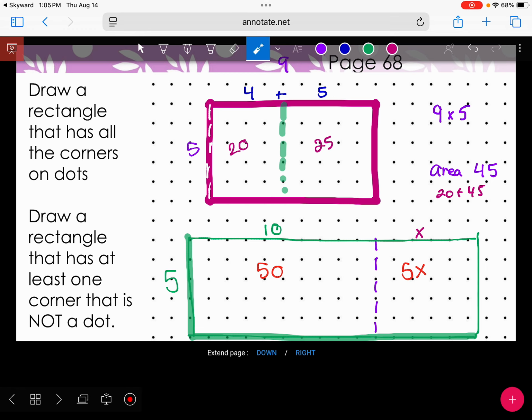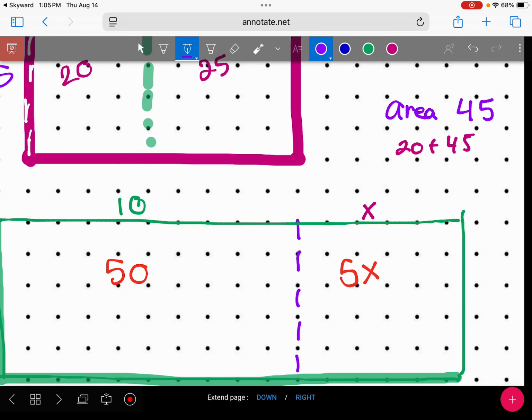I have my 50, and I can add my 5x, and that's going to give me the area of this whole box. That's crazy. It will be 50 plus 5x.